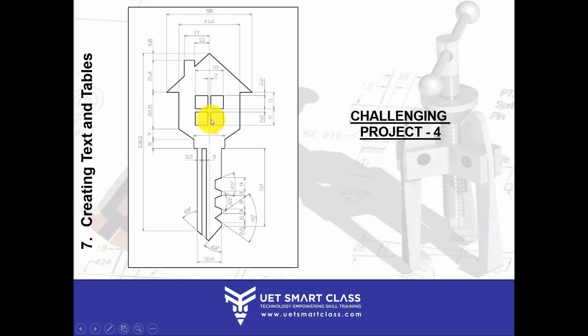This is a house and a key. So try to do every dimension that is given here. And you have to complete this within 2 hours, not more than that. Yes, now you're on the 7th module. So the first project was for 4 hours, then 2 projects were for 3 hours, now 2 hours. Okay, 2.5 hours maximum. This is also very too much time for this particular object.